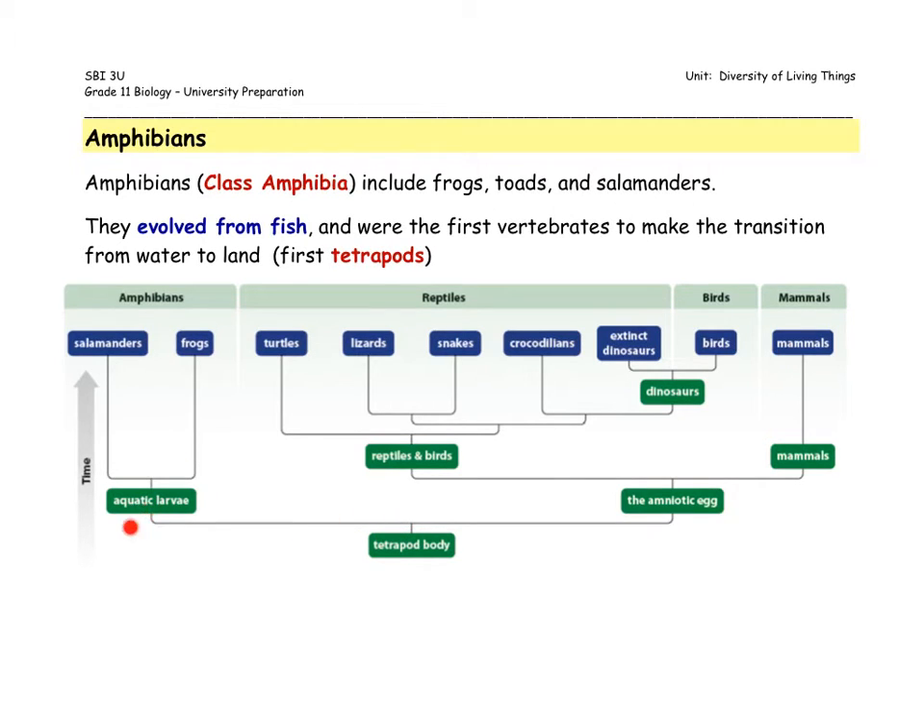amphibians have aquatic larvae. Well, what does that mean? That means that they lay eggs in the water, whereas all of these other groups of vertebrates, reptiles, birds, and mammals, have all evolved to have what we call the amniotic egg, and we're going to learn more about that in a little while. Okay, so one major distinction between amphibians, and fish for that matter, and these other classes of vertebrates is that amphibians have aquatic larvae, even though they do live on land and have a tetrapod body.